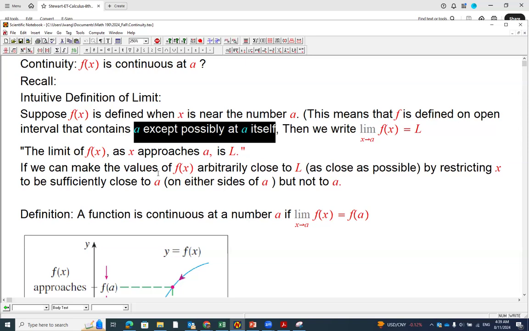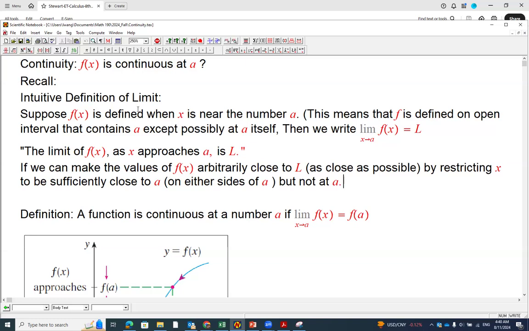So if we can make the value of the function arbitrarily close to L, as close as possible, by restricting x to be sufficiently close to A on either side of A, but not at A itself. All right, this was the definition of limit.